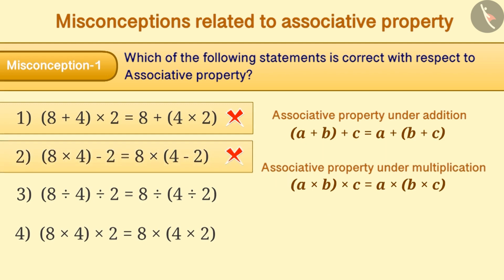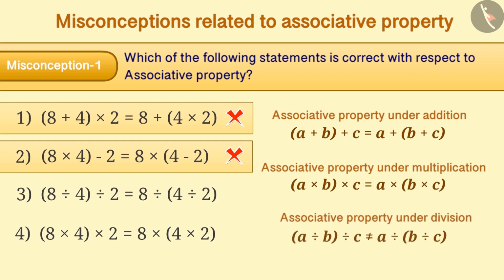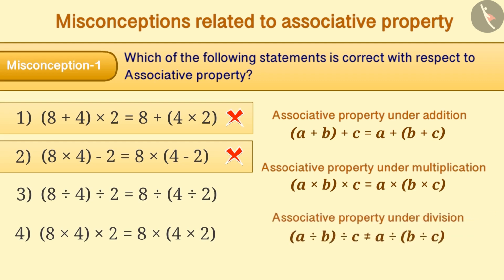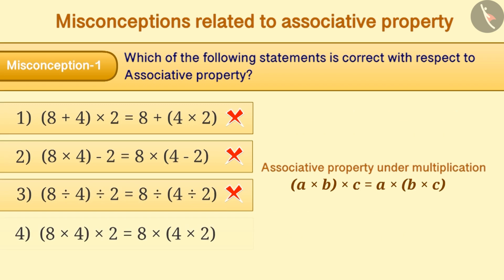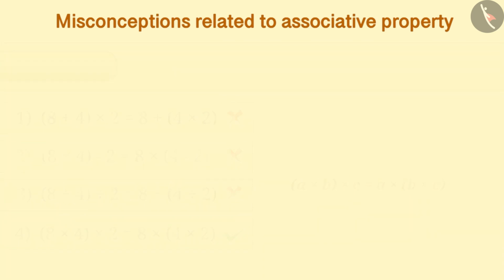Whole numbers are not associative under division. However, many times, in order to make the operation of division easy, this property is used. With this incorrect understanding, option 3 is chosen as the answer. With the correct understanding of associative property, option 4 is chosen, which is the correct answer.